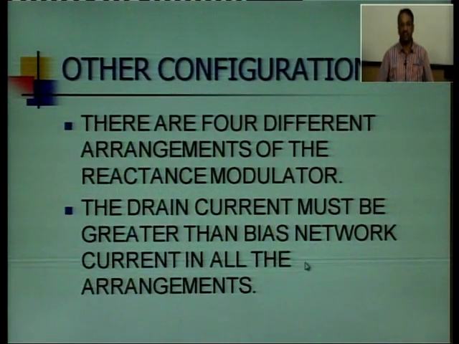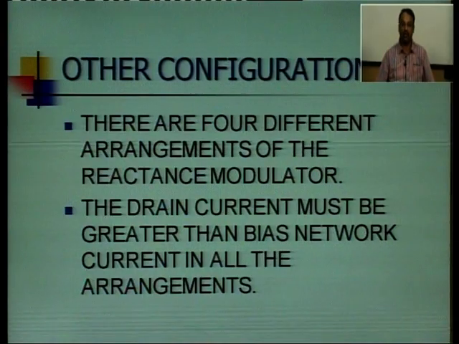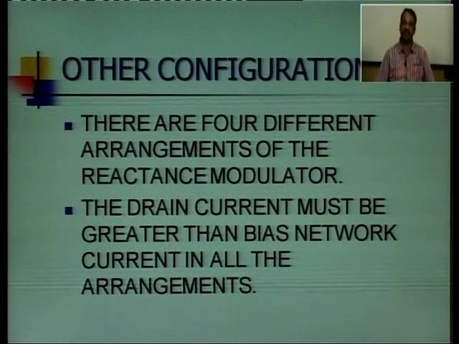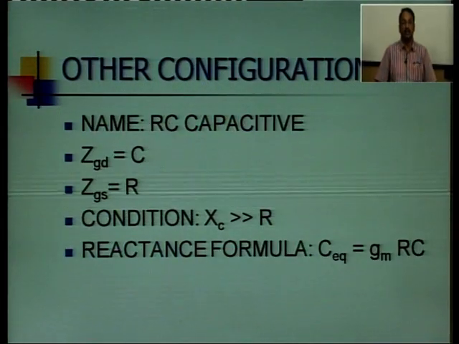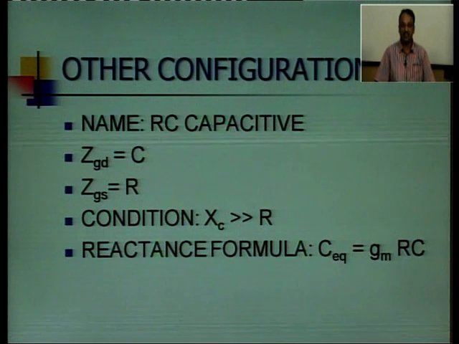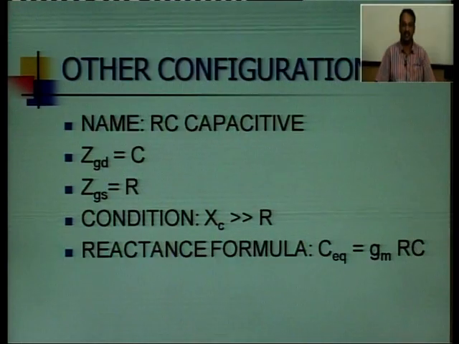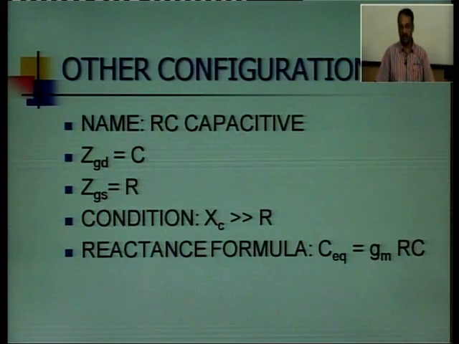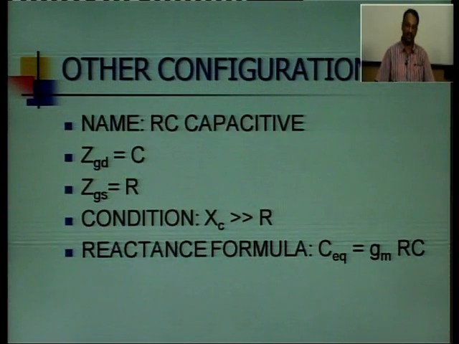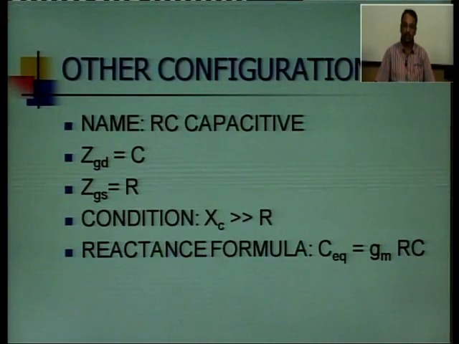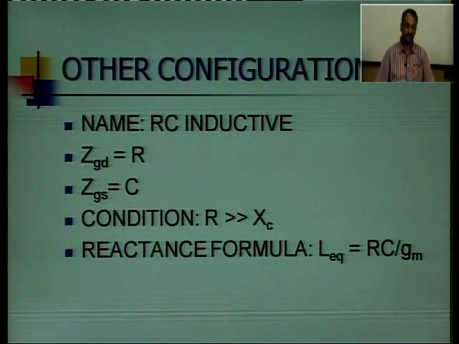There are 4 different arrangements of the reactance modulator. The drain current must be greater than the bias network current in all the arrangements. That means I must be very greater than IB. So, IB must be negligible. The arrangement we already discussed, RC capacitive. In this case, gate to drain is C, gate to source is R, and Xc is very greater than R, and we get variable capacitive reactance, that is C equivalent, that is equal to Gm into Rc.